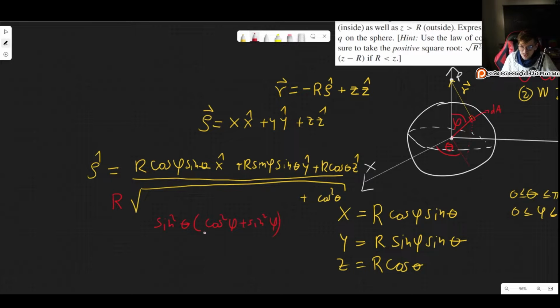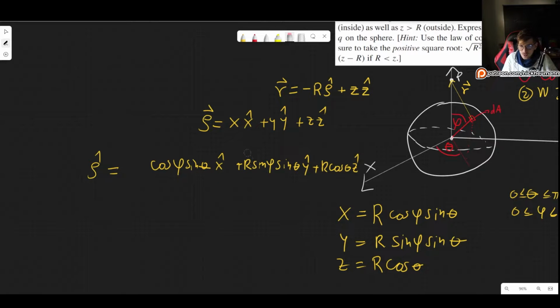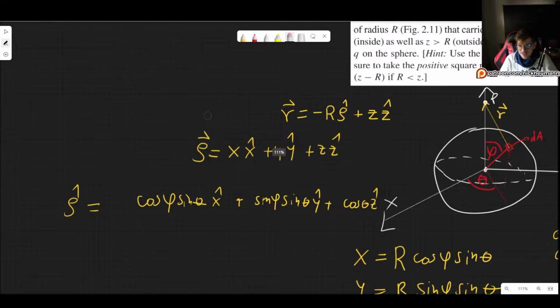But we know that this is 1, right? Cosine squared plus sine squared is 1. So we get sine squared of theta plus cosine squared of theta, which again is also 1. So we end up just with 1 over r. So we can simplify this r with this one, and with this one. So our rho hat vector is simply this. Okay, I was just giving you a quick reminder of how you can find that.